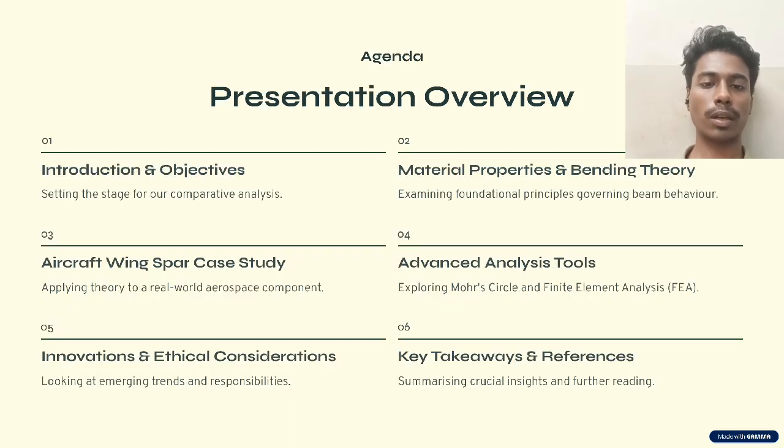Slide 2, agenda. First we are going to see introduction and objectives, then material properties and bending theory, and third the case study of an aircraft wing spar, and fourth advanced analysis tools, then fifth innovation and ethical considerations, and sixth key takeaways and references.